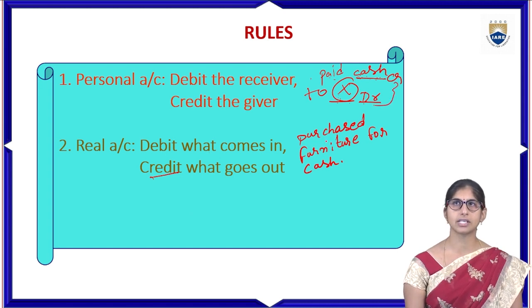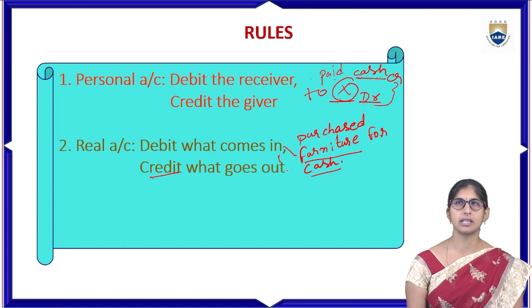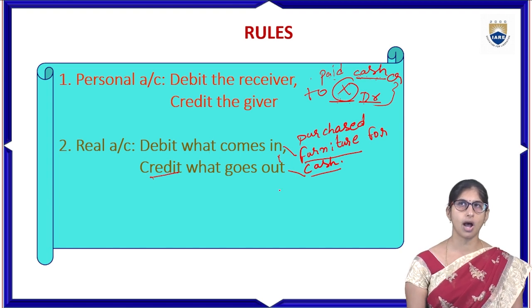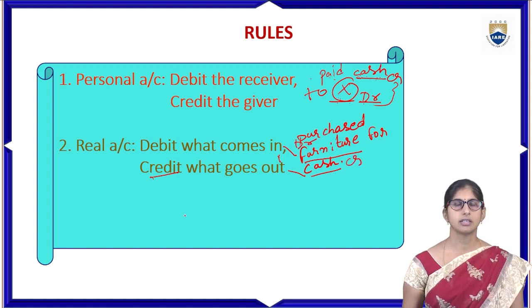And coming to this transaction, purchased furniture for cash. Here furniture and cash both are real account items. According to the rule of real account, debit what comes in, what is coming in has to be debited, and what is going out has to be credited. So furniture is coming in, cash is going out. When we purchase furniture, furniture will come in and cash will go out, right? So debit furniture, credit cash. So we got the two effects here also in the transaction.